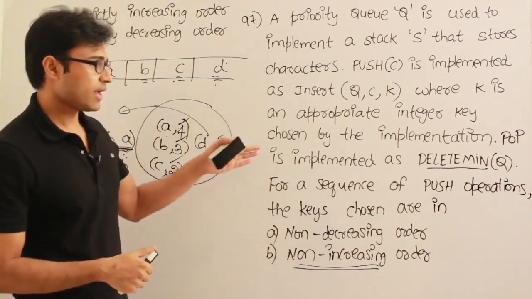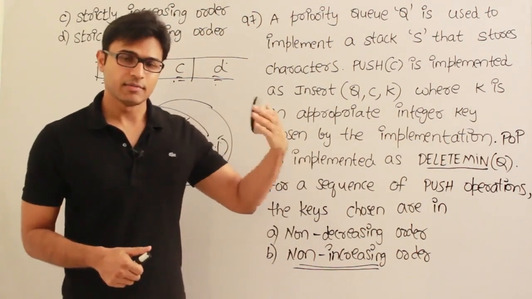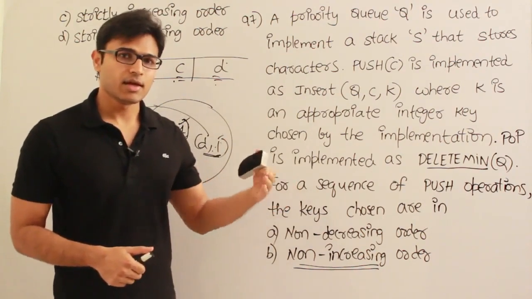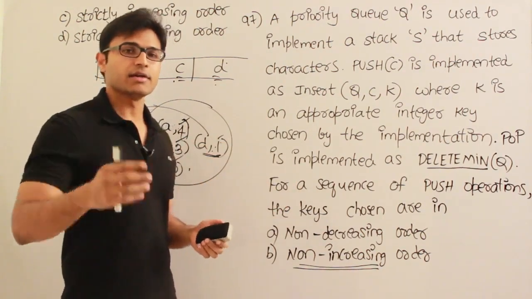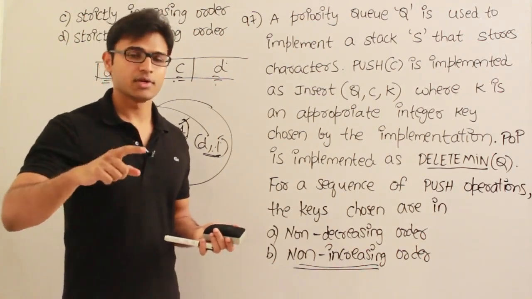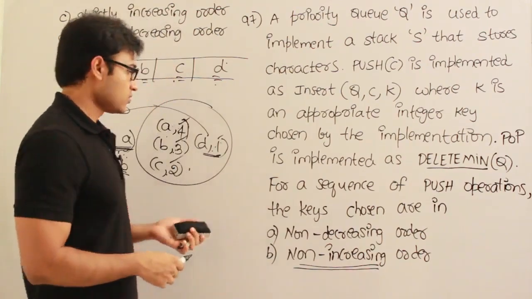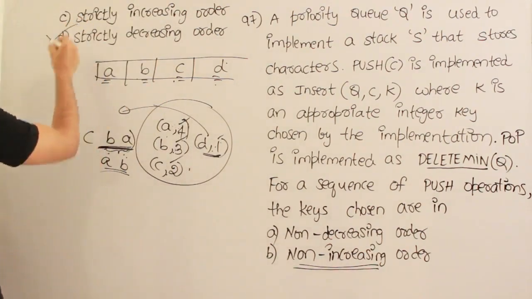So in this question the answer is, whenever you are trying to insert the elements, you are supposed to see that all the keys are in decreasing order. Then only the last one will get the least value, and when you try to delete min, the last one which is inserted will come out first, right? So strictly decreasing order is the answer. Okay.